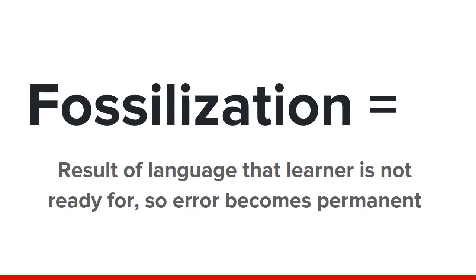And since we see fossilization happen in learners, then the idea is maybe error correction can help prevent fossilization. If we can catch these errors quick enough, we can help the learner understand what they should be doing and that will prevent more permanent problems.